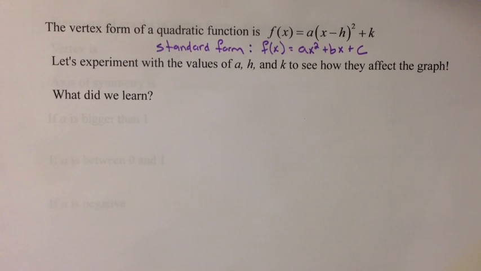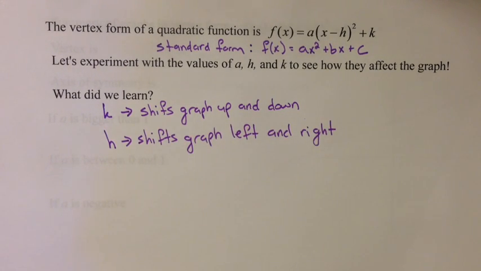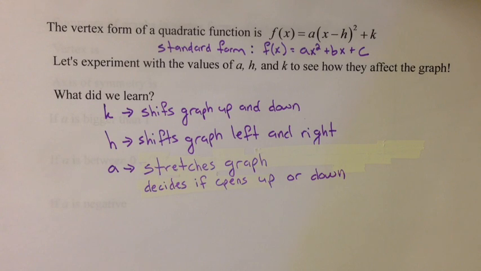Now I'd like to just make a note of what we learned from that experimentation. First, let's look at what a, h, and k do to the graph. The first thing we noticed was that k shifts the graph up and down, so it changed the y-coordinate of the vertex. Next, we noticed that h shifts the graph left and right, so it changes the x-coordinate of the vertex. Finally, we saw that a stretched the graph. A large value of a made a tall, skinny parabola, while a small value made a short, fat parabola. The a value also decided whether it opened up or down, depending on whether a was positive or negative.